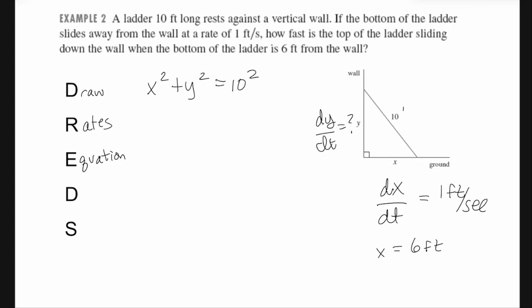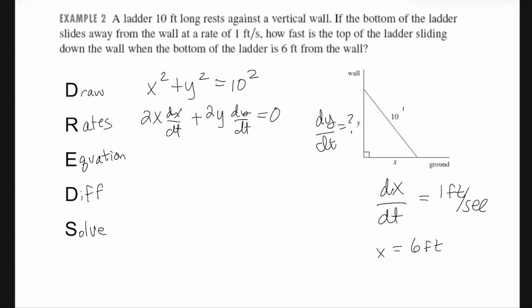Okay. So now it's time to differentiate. This will be 2x, tack on a dx dt. This will be 2y, tack on a dy dt. The derivative of a constant is 0, so we don't have to tack on anything. Now we're ready to solve.